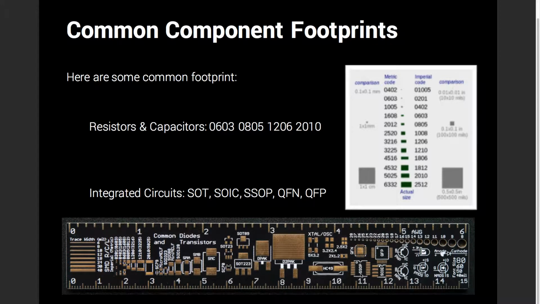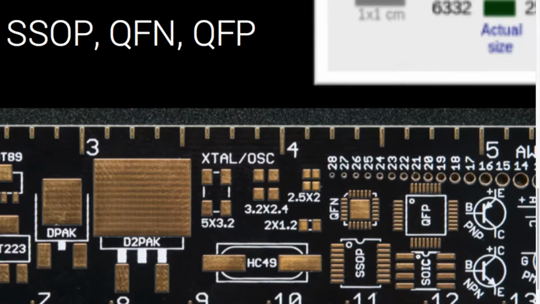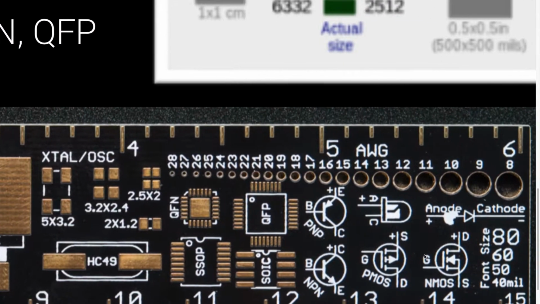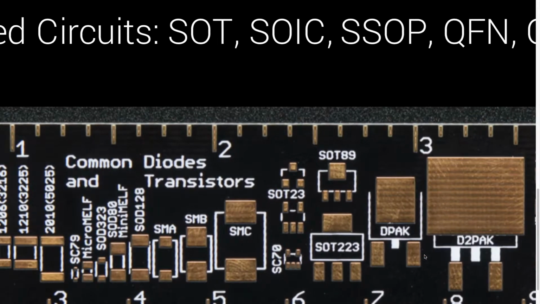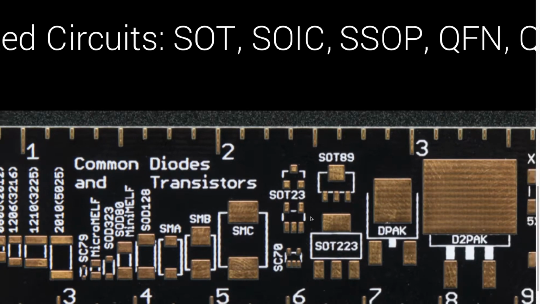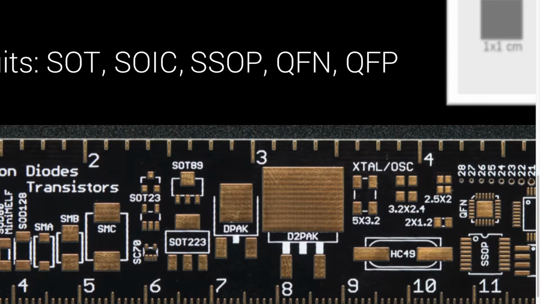So you can see it. This is what SOP looks like on the PCB. This is SOIC, and I don't know if there's a SOT. Yes, there's a SOT package over here. So these have the lead on the side of the component that allows you to solder on the side. And QFN and QFP.